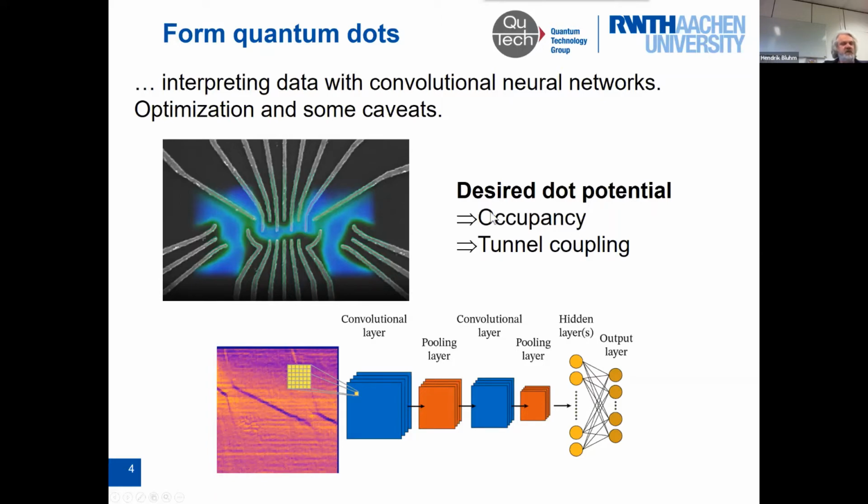What then is required is to, first of all, have the right quantum dot occupancy in each of the dots, and also have the tunnel coupling in the right ballpark so that electrons can move in and out and travel between two dots without them completely joining.